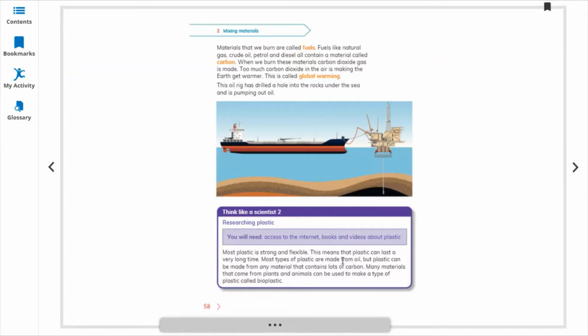Most types of plastic are made... This is a research topic, researching about plastic. You can find more data on the internet. If you write in the Google search bar, just write plastic, so you can find a lot of information about it. So most types of plastic are made from oil, but plastic can be made from any material that contains a lot of carbon. Many materials that come from plants and animals can be used to make a type of plastic called bioplastic.